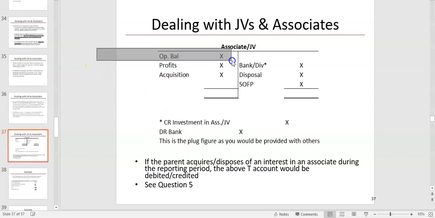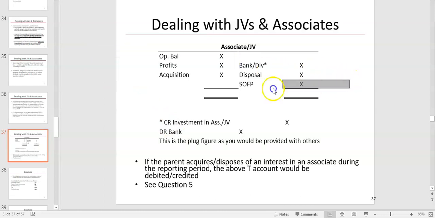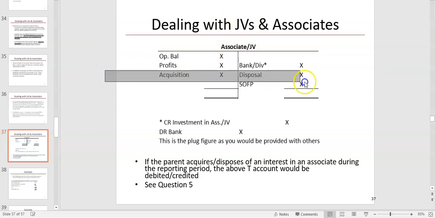The statement of financial position will give you the opening balance, which is an asset, and the closing balance at the end of the year. The profit or loss statement will give you the share of profits for the year, which would explain some of this movement. And the notes might tell you there was any acquisition or disposal of an associate or JV during the year. So you have everything you need to figure out the plug figure, the plug figure being what dividends were received from a JV or an associate. Debit bank, money coming in, credit the investment in the associate or joint venture. That's how you account for dividends received in the equity method, which is IAS 28.